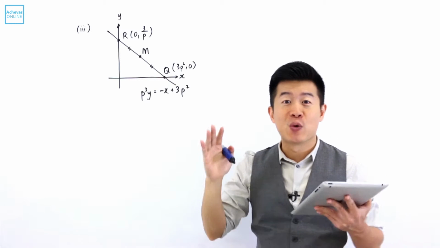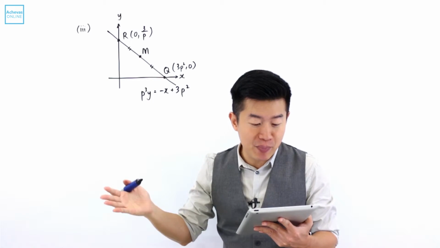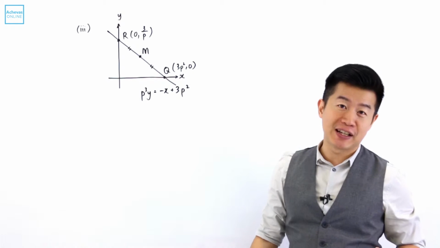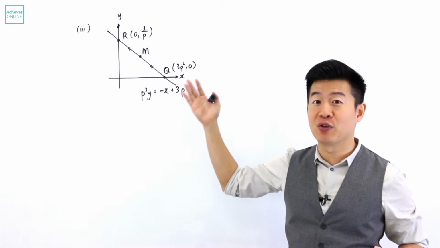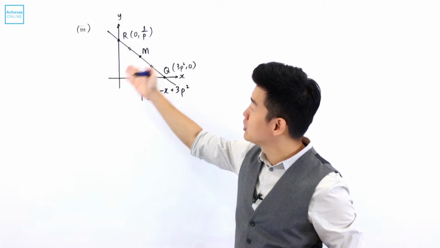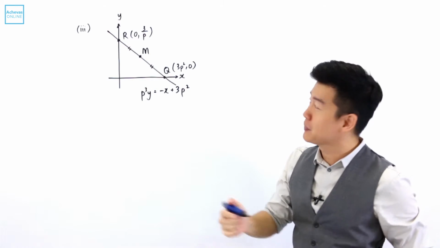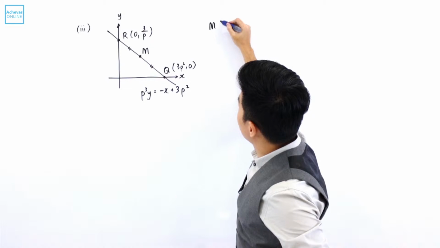and that is why we are going to have a locus for this midpoint M, and we are supposed to just find the equation of that path, the equation of the locus of all the possible positions of M when they are joined together. Let's first find the coordinates of M.